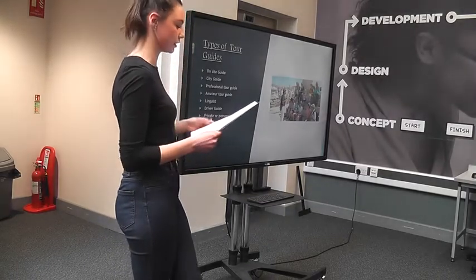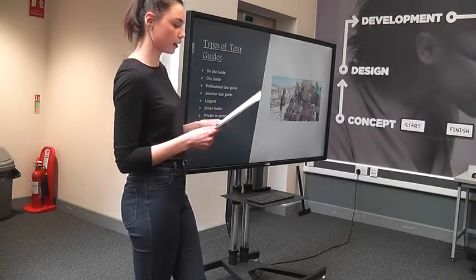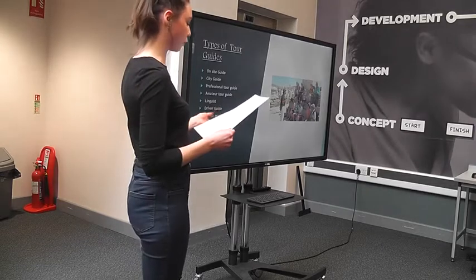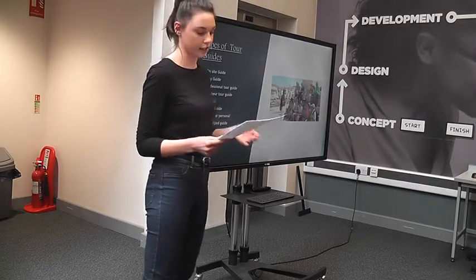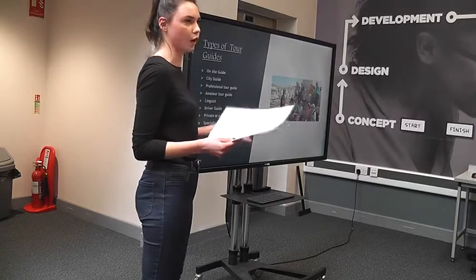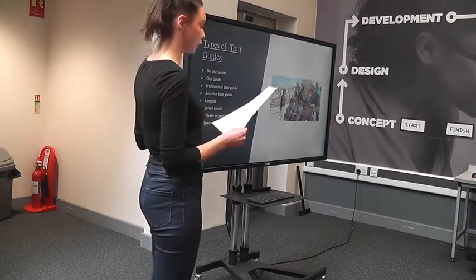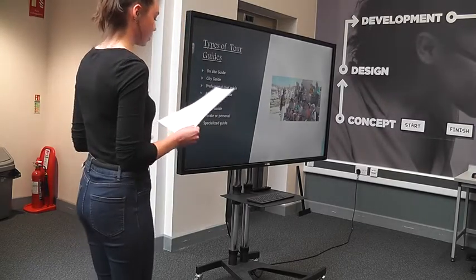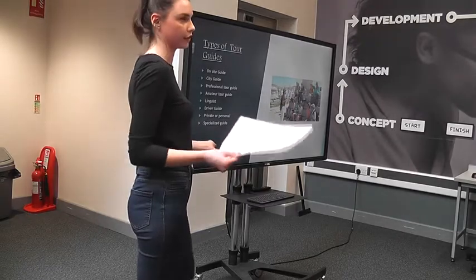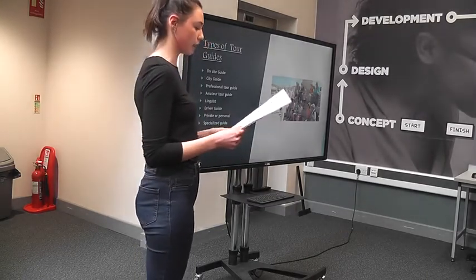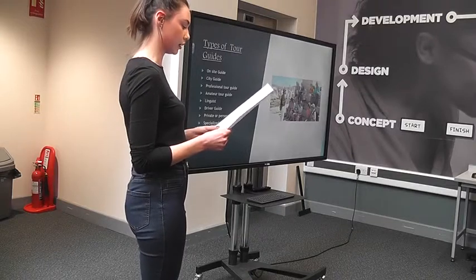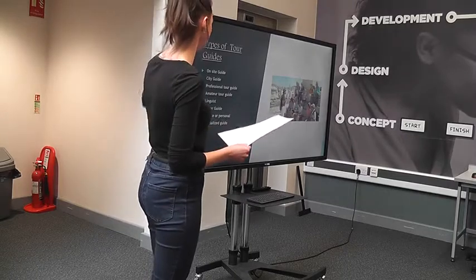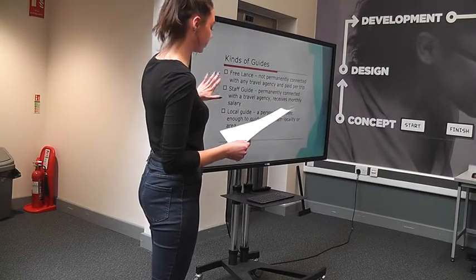An on-site tour guide is someone who guides a specific building or attraction. A city guide is someone who points out and comments on highlights of the city. A professional tour guide is someone who is well experienced. The linguist tour guide is someone who speaks two or more languages. A driver tour guide basically guides the tour while driving a vehicle. And a private or personal guide takes a small number of individuals on their own experience. So there are some kinds of guides.